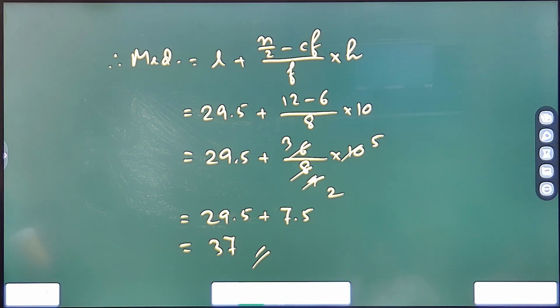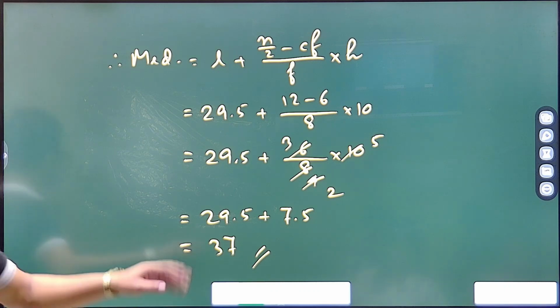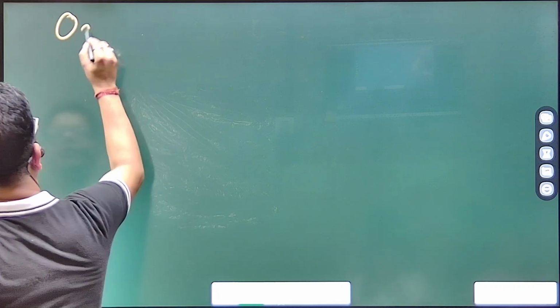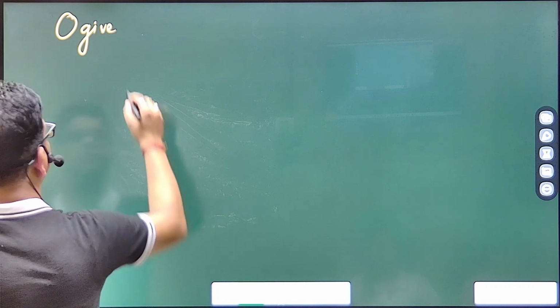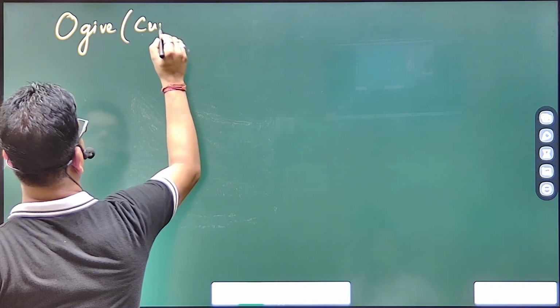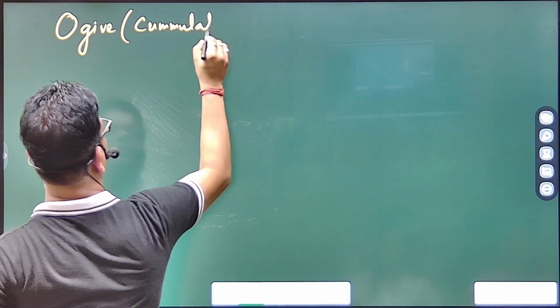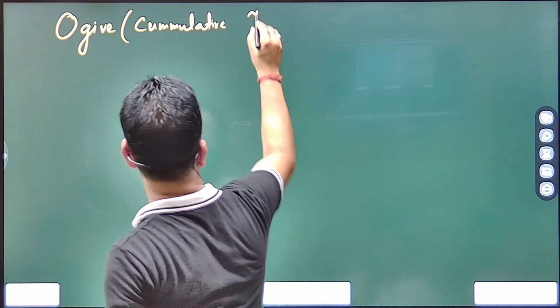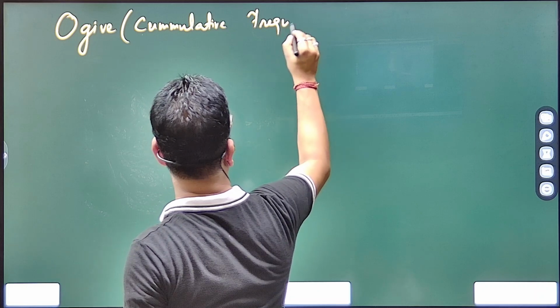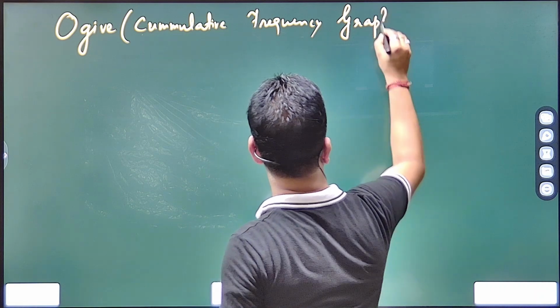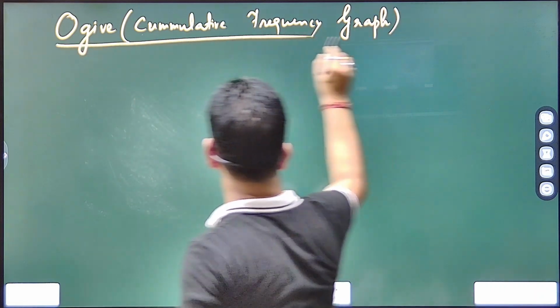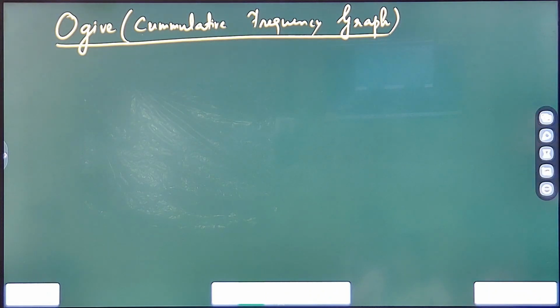Is it over? So write the next topic. So it's OGIV, O-G-I-V. Okay, and it is also called cumulative frequency graph. Since we have short answer type question paper MCQs, so it never comes to draw the graph, but at least you should know how the graph is to be formed.